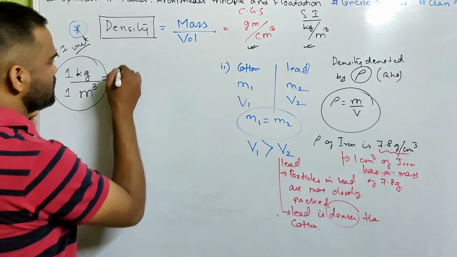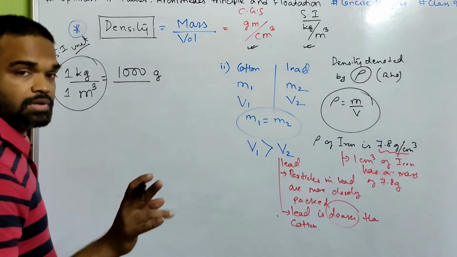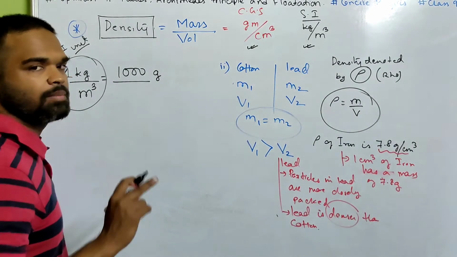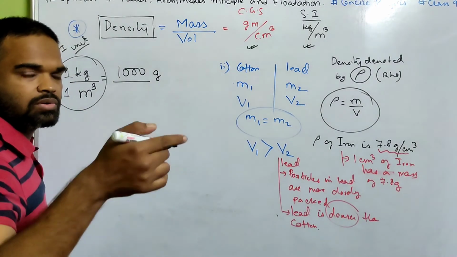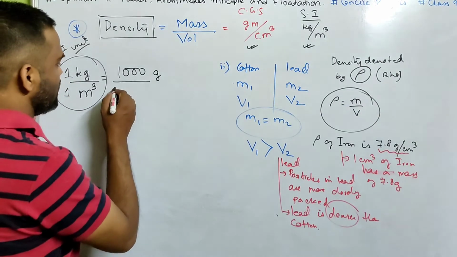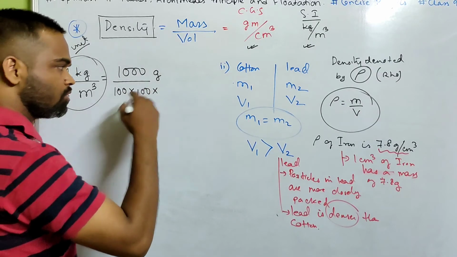Now 1 kg is 1000 gram. Yes or no? And 1 meter cube is how many centimeter cube? Now 1 meter to centimeter, you multiply by 100. So you multiply by 100 three times. Meter cube to centimeter cube.